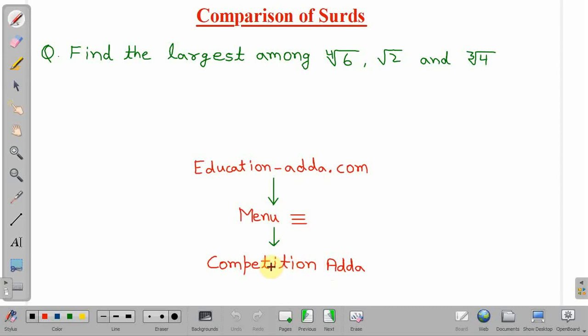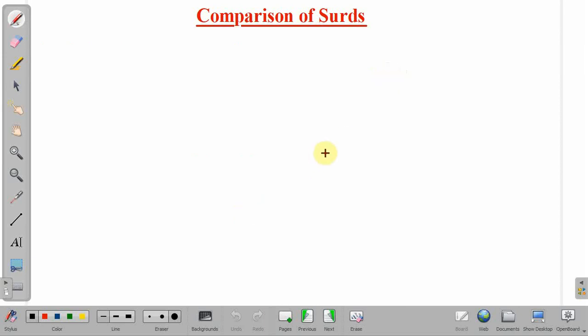So coming to the topic, we have to compare these three numbers. Just by seeing, we can't tell which one is greatest and which one is smallest. So I will start from the basics. Suppose there are three numbers, 5, 7 and 9. Can you tell which one is greatest and which one is smallest? Obviously 9 is greater than 7, and 5 is the smallest among these three numbers.